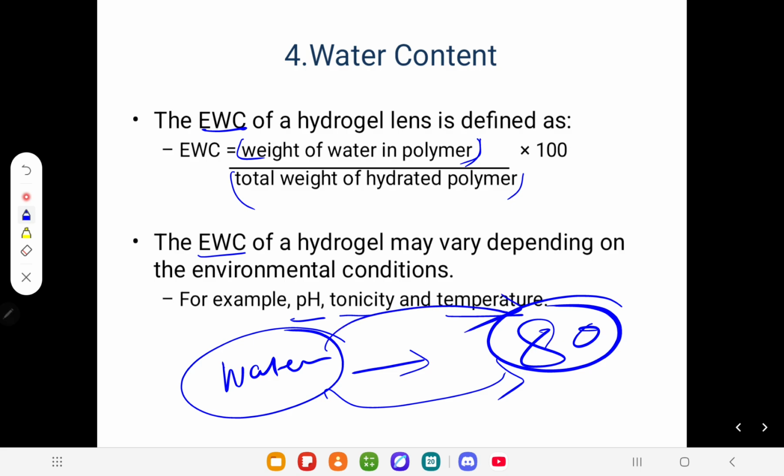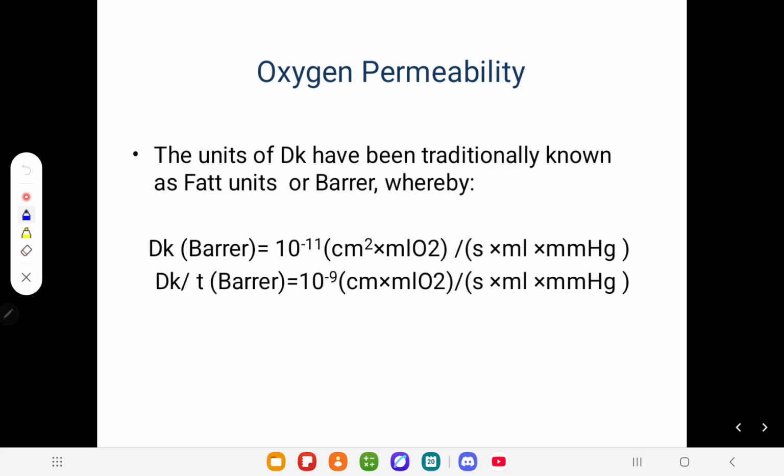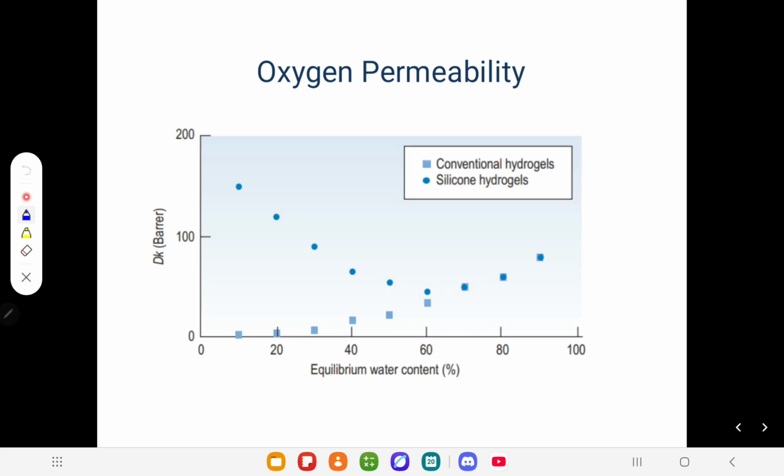It's very important. Okay, so oxygen permeability, I think I have done a good job in that video. Just go to the Dk by t video and understand the concept. Okay, so oxygen permeability, as I've already shown, 10 to the power minus 11, you should know its Dk, because of the unit, centimeter square, the unit is very important. 10 to the power minus 9, you know, Dk/t, transmissibility. Okay, so this is a graph, it's a very useful graph.